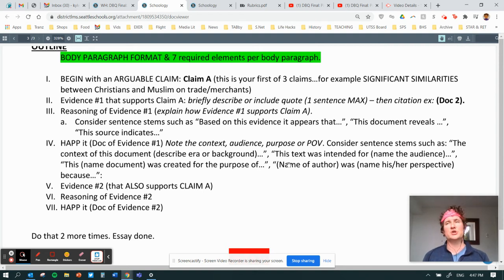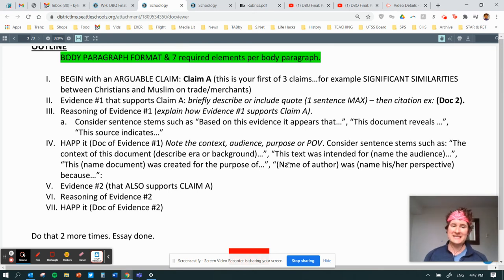After your reasoning, you will include your happy analysis element from the document where evidence 1 came from. Again, if it came from Doc 2, this is one of the 4 elements of a happy statement: note the context, audience, purpose, or point of view. Consider sentence stems like "the context of this document" or "the text was intended for," and think about how this helps to answer the prompt and or support your claim. That is 1 chunk of evidence, reasoning, and happy analysis.